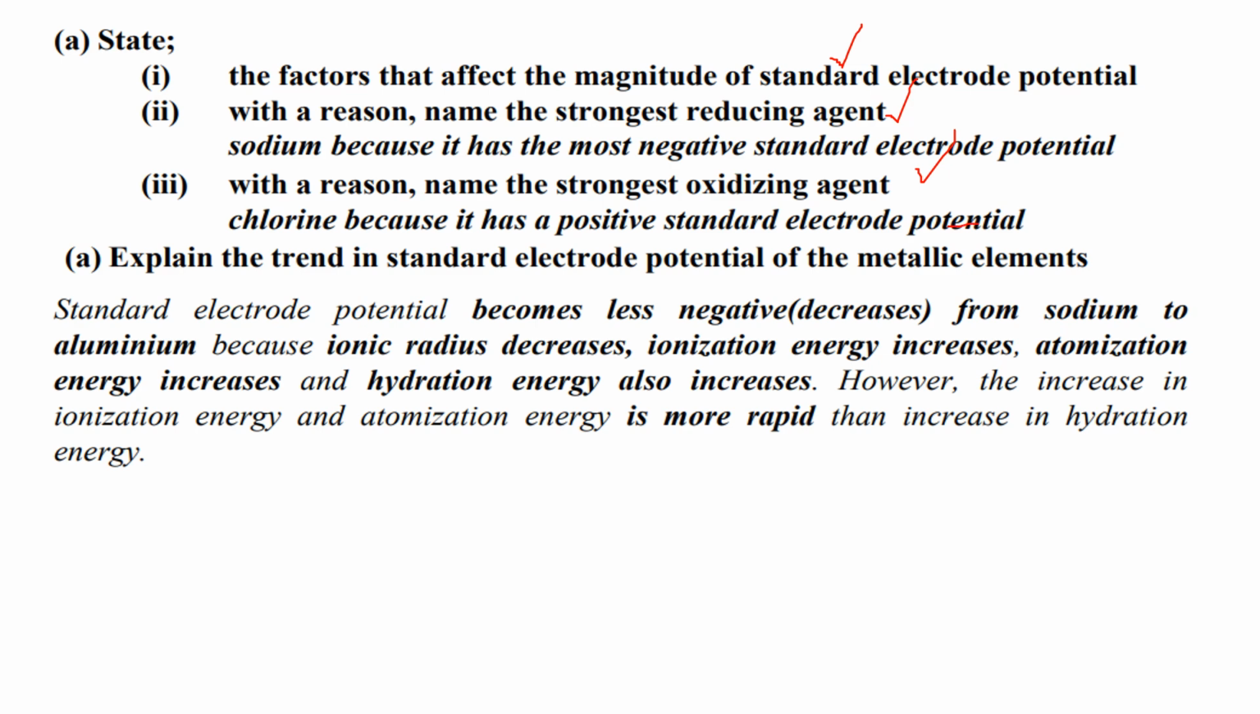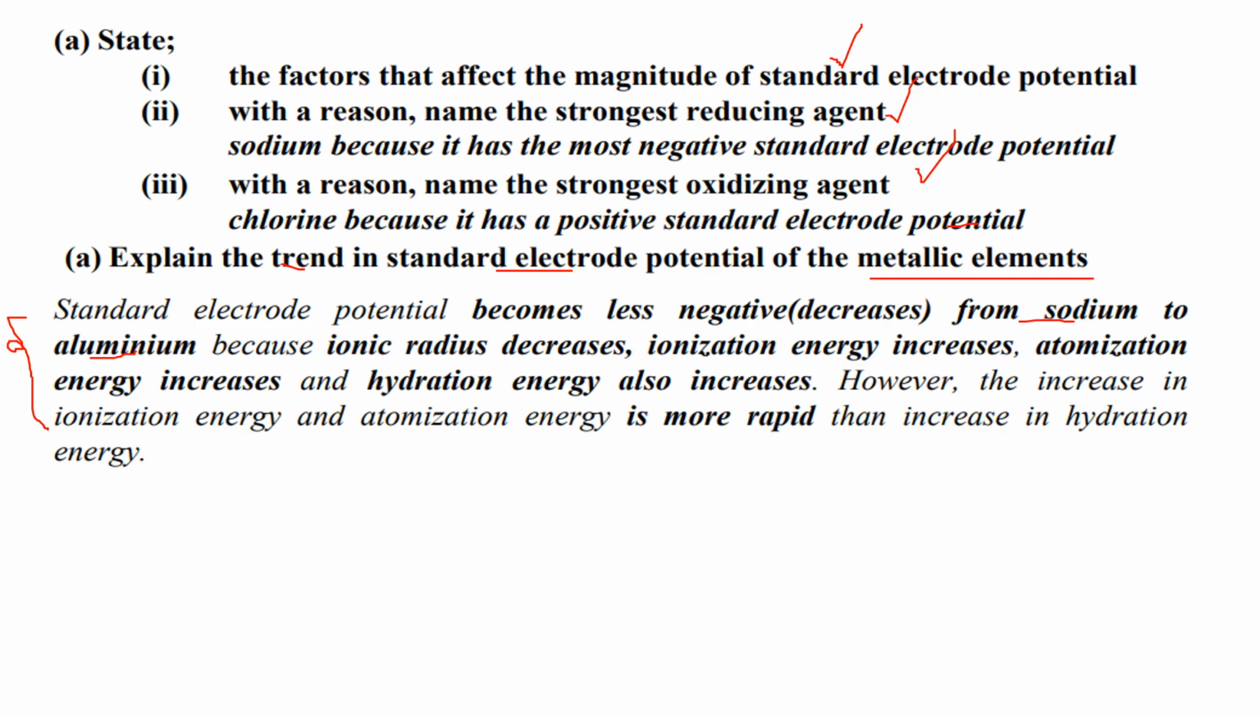Now we are going to explain the trend in the standard electrode potential of the metallic elements. And this is going to include the following. So electrode potential becomes less negative from sodium to aluminium. I said that you make sure that you don't use symbols as you are explaining the trends or explaining anything in chemistry. Make sure that you write symbols using their names. Majority of you lose marks because of that.